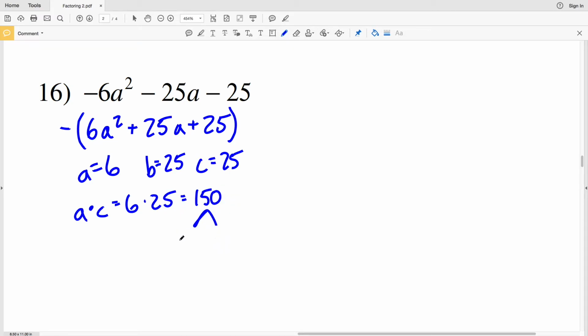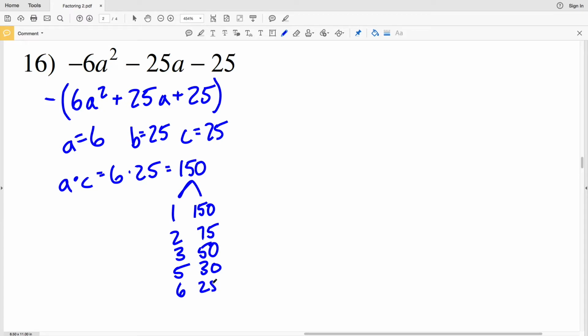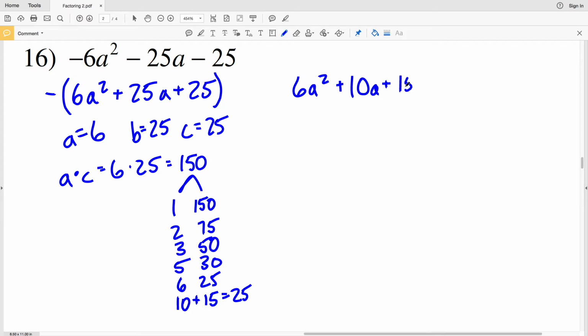So splitting up 150, I'll have 1 and 150, 2 and 75, 3 and 50, 5 and 30, 6 and 25, and then lastly 10 and 15. The two factors that add to give me 25 are 10 and 15. So I'm going to rewrite the polynomial, dropping the negative currently, as 6a squared plus 10a plus 15a plus 25.